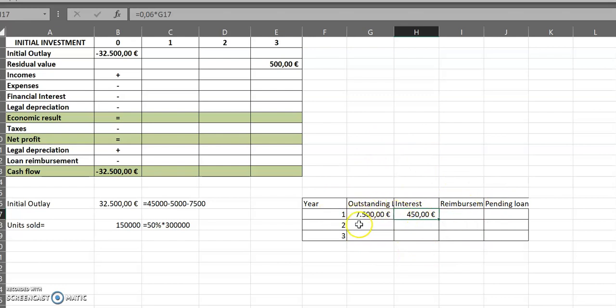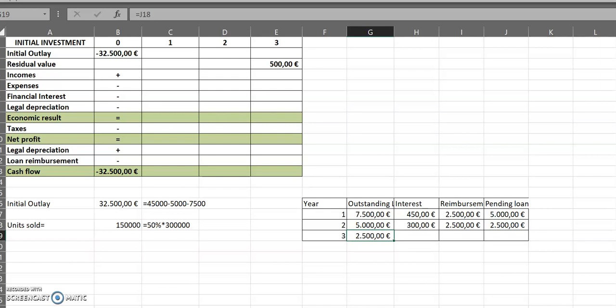And if we're going to reimburse the same amount each year, it means each year we're going to reimburse 1/3, which is 2,500. So the pending loan for the first year is going to be the 7,500 minus the 2,500. And that's going to be the outstanding loan on the second year. The interest is going to be the 6% of 5,000. Same reimbursement, because we're going to do the same reimbursement every year. And the pending loan is going to be the outstanding loan minus the reimbursement of that year.